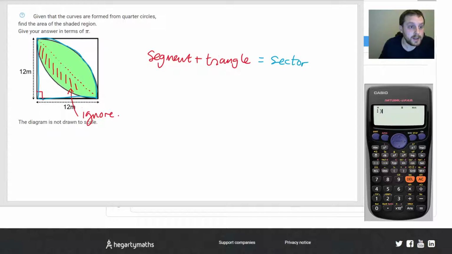And here's the idea, right? We can work out the area of that triangle, and we can work out the area of the sector without too much problem. So whatever this is, we're going to add it to 12 times 12 halved, because it's half base times height. I'll do that in a second. I'm just going to write down the formulas. And then this sector is a quarter of the full circle. It's a quarter of pi r squared.